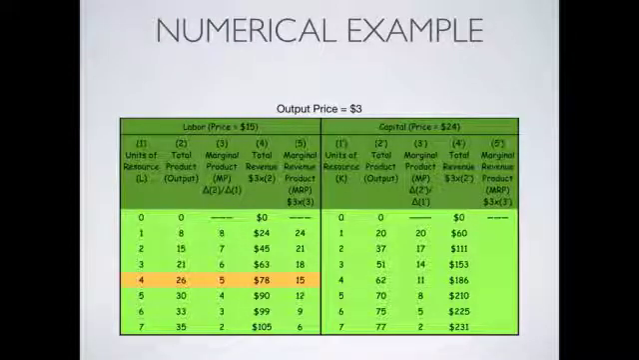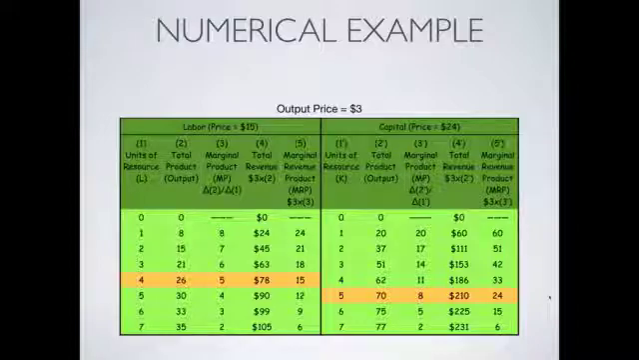Lastly, I can calculate the marginal revenue product of capital, which is the output price, 3, multiplied by the marginal product. So 3 times 20 is equal to 60. 3 times 17 is equal to 51. 14 multiplied by 3 is 42, and so on. Remember, I keep hiring capital until I get to the point where the price is equal to the marginal revenue product of capital. So I would hire 5 units of capital.